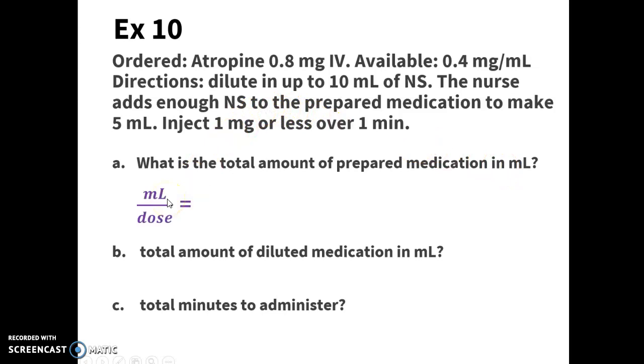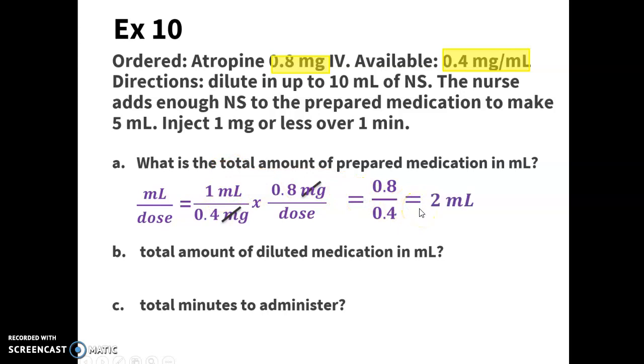That goes back to milliliter per dose. I've got to figure out how much to pull up in that syringe. Well, they did tell us up here in the available that 0.4 milligrams is in 1 milliliter. We need to put the 1 milliliter on top because that was our desired answer. So 1 milliliter is 0.4 milligrams, and our milligram is in the bottom, so we need milligram at the top, and that comes from our order. 0.8 milligrams, and I'm going to put that over the word dose, just so that our desired answer, milliliter per dose, happens here. So multiply and divide. We should get 2. So 2 milliliters is going to contain our 0.8 milligrams.